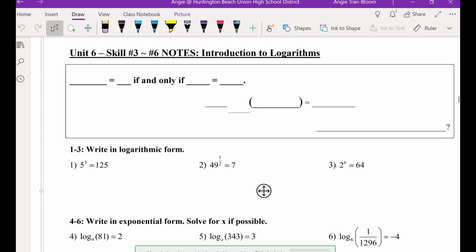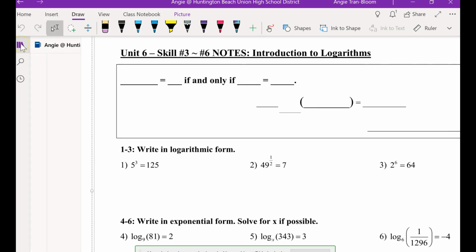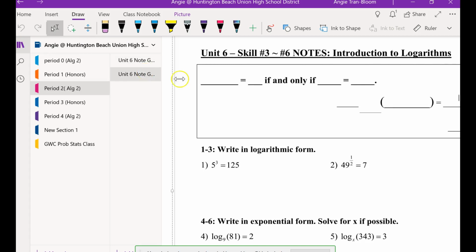Okay. So we have a new skill. I'm introducing you guys to logarithms. Everyone say logarithms. Logarithms. I know. I have to say it slow at times because it's gonna be all funky. You have a blank box. Here is your blank box filled in.